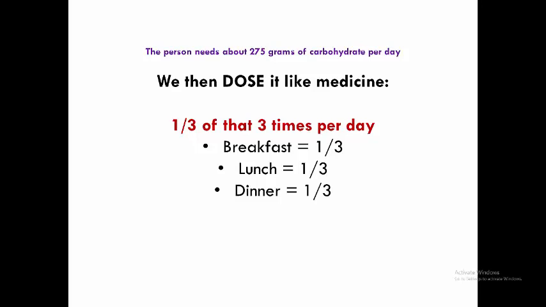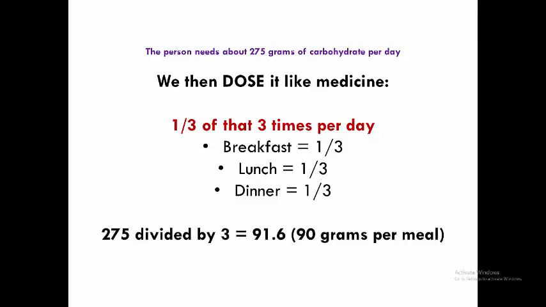Then we want to wait 4 to 6 hours before you eat again because you've got to give your body time to move the glucose from your blood into the cells. And that way you create a consistent rise and fall that protects your blood vessels and doesn't damage them. So if I divided this total daily amount for this person into the 3 meals, I would realize, okay, he or she needs about 90 grams per meal.